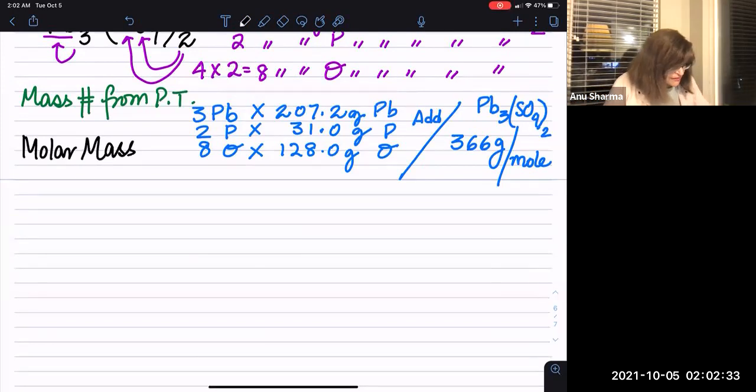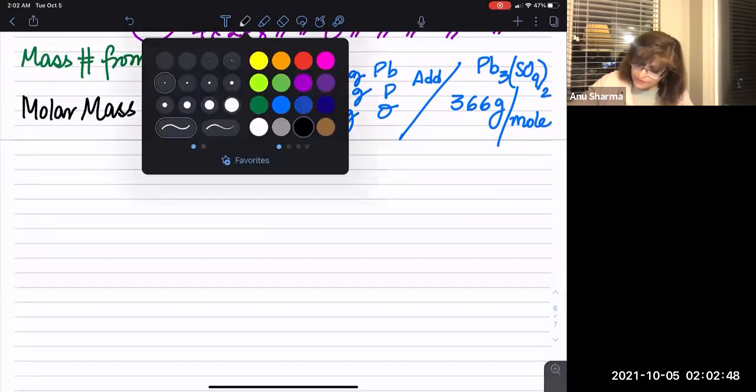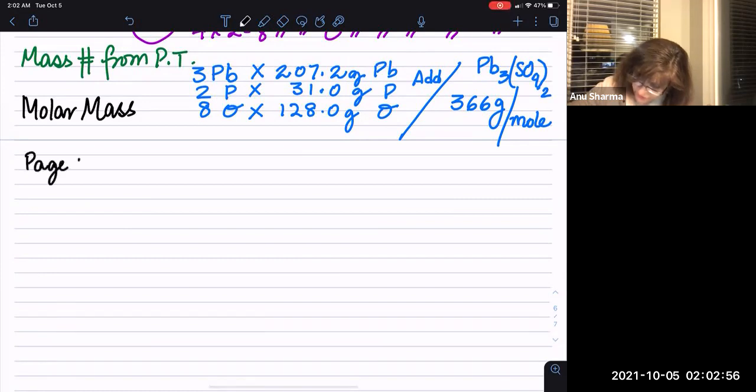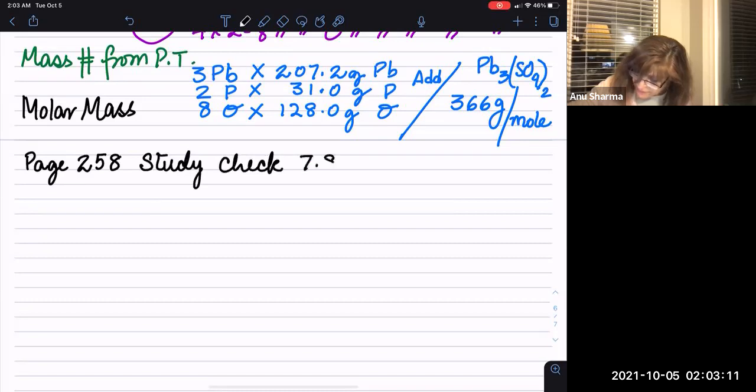All right, so some easier examples are given in your book. So I'm not doing those, but it simply means the same. Okay, so once again, there is another example of grams to moles, and that is on page 258. Okay, and the problem is study check 7.8.